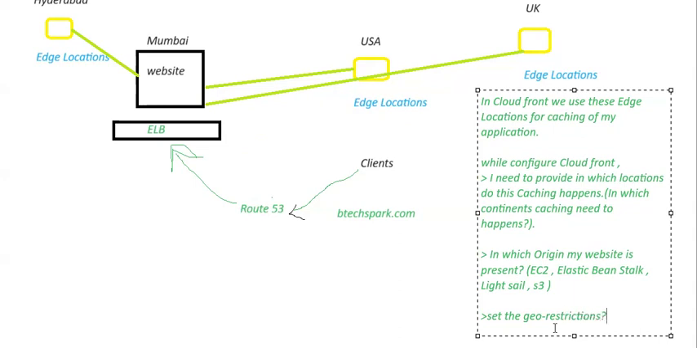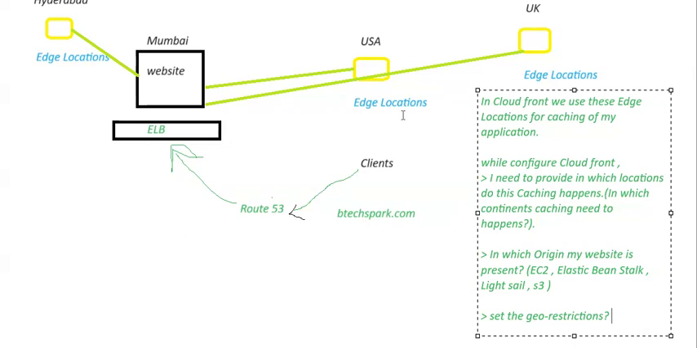What is this setting, the geo restrictions, indicate, sir? That means wherever, in which region, in which areas you want to block, that you need to provide here. By using this setting, the geographic restrictions, you can stop caching in those locations. Okay. How can we provide this low latency by using CloudFront, sir? By using the edge locations, since we are caching there, in that way we are providing the low latency response.